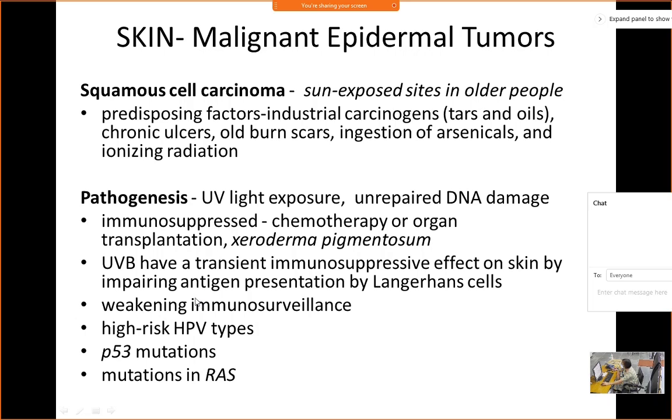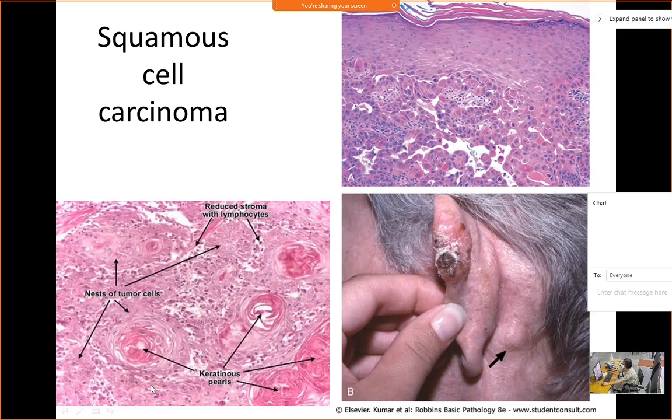Okay. So UVB, the ultraviolet light B, has a transient immunosuppressive effect on the skin by impairing antigen presentation by Langerhans cells, weakening immunosurveillance. And squamous cell carcinoma can also occur because of human papillomavirus. High-risk HPV causes cervical cancers, but even skin tumors may occur because of HPV. And other genetic reasons are P53 mutations or mutations in RAS.